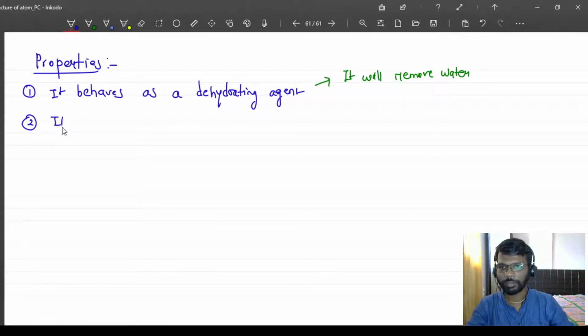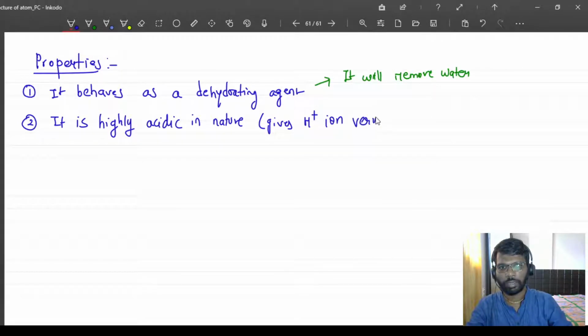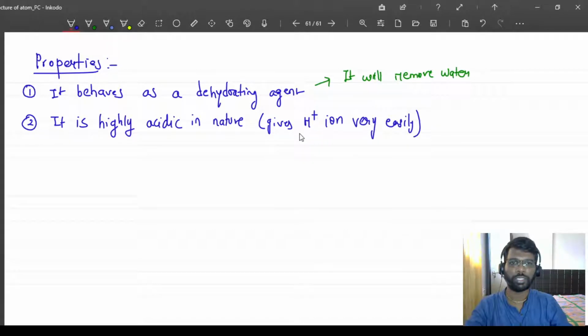Second, it is highly acidic in nature. The nature of this is highly acidic, it gives H plus ion very easily. What is the meaning of a good acid? One which can give its H plus ion very easily. That is a good acid.